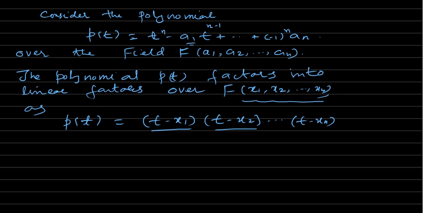The second property is that this should be the least field. There should not be any field which is properly contained in the field F(x1, x2, ..., xn) and factors the polynomial into linear factors. If there is no other field properly inside it which factors P(t) into linear factors, only then will F(x1, x2, ..., xn) be its splitting field. So we actually have to answer this question.